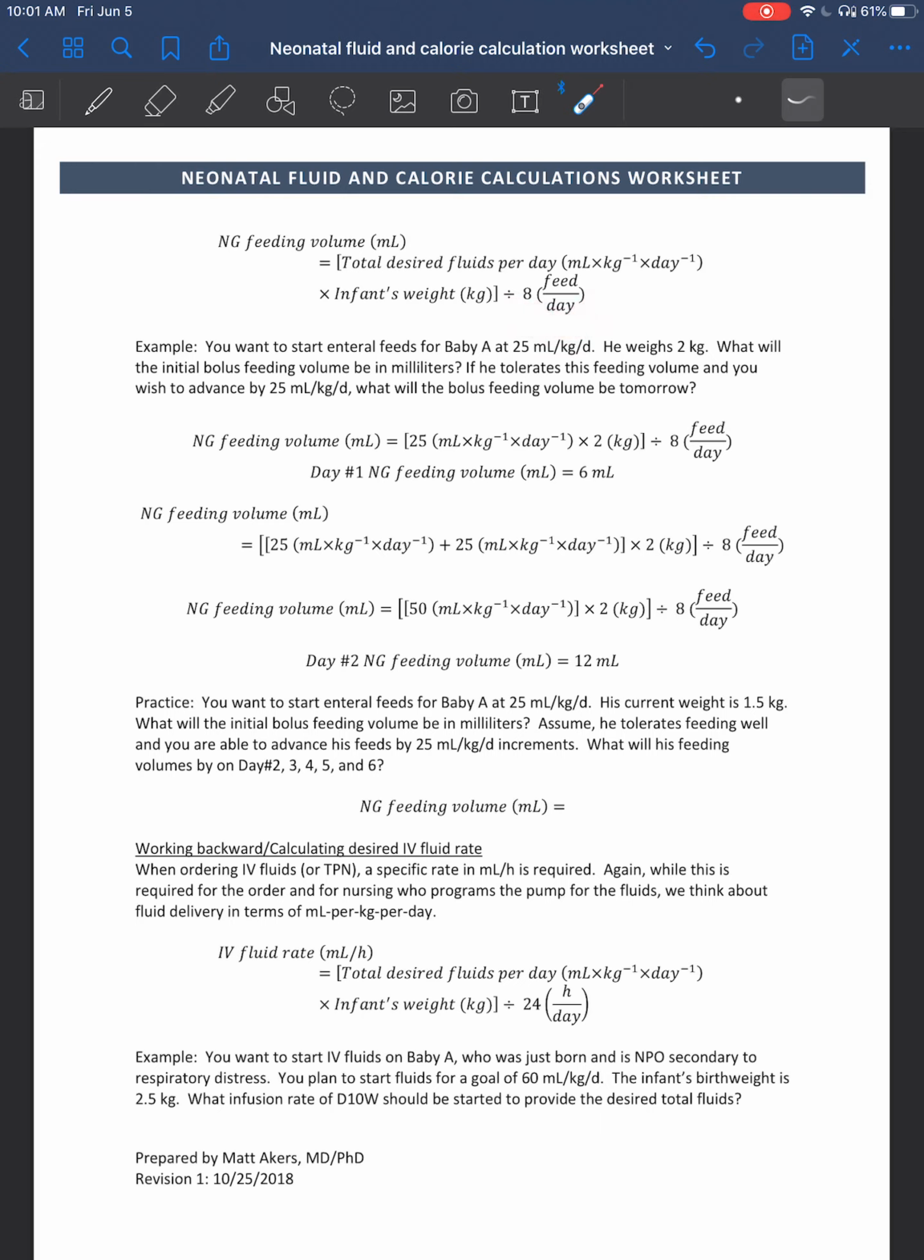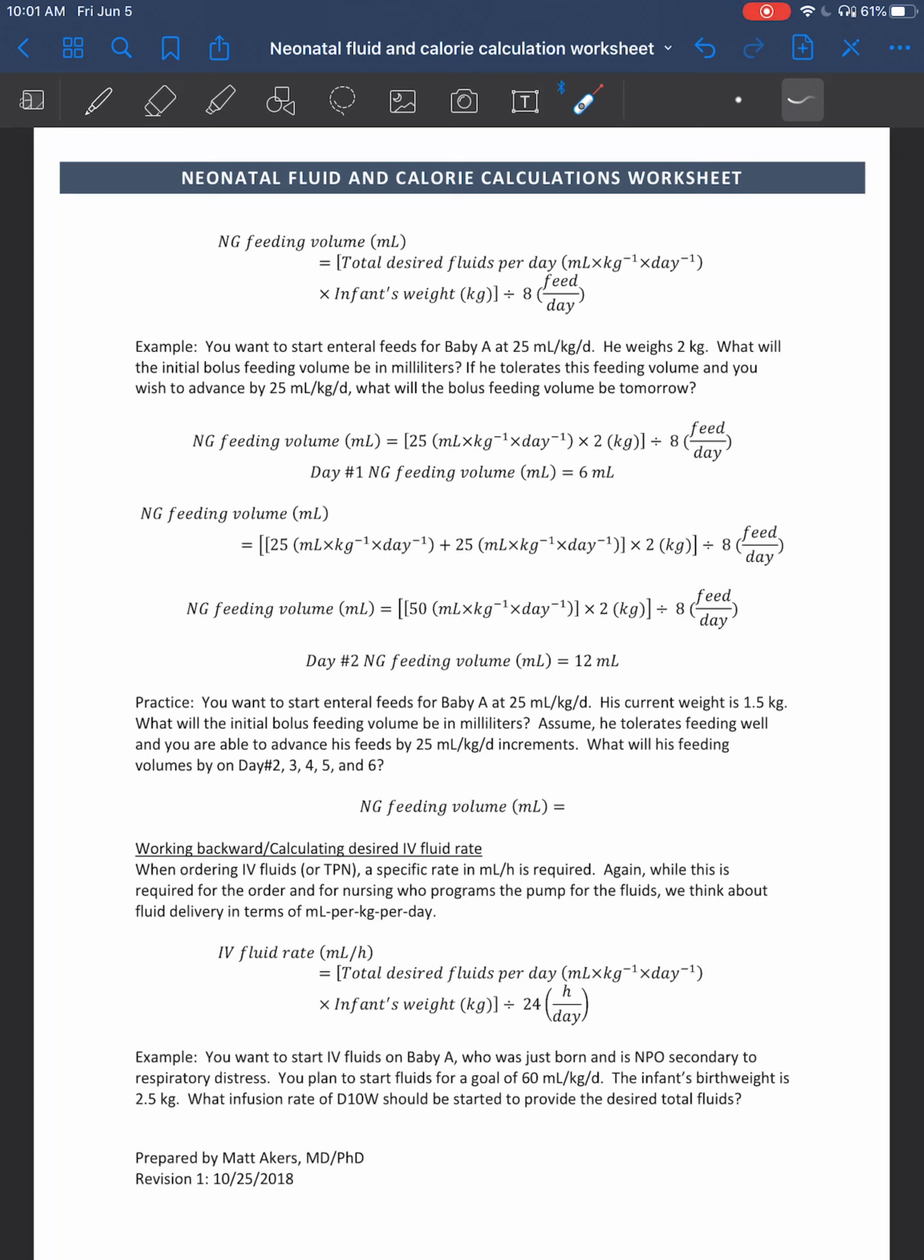Let's look at this example. You want to start enteral feeds for baby A at 25 milliliters per kilogram per day. The baby weighs 2 kilograms. What will the initial bolus feeding volume be in milliliters? And if he tolerates that feeding volume and you wish to advance by 25 mil per kilogram per day increments, what will the bolus feeding volume be tomorrow?